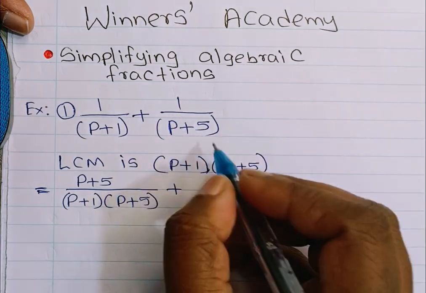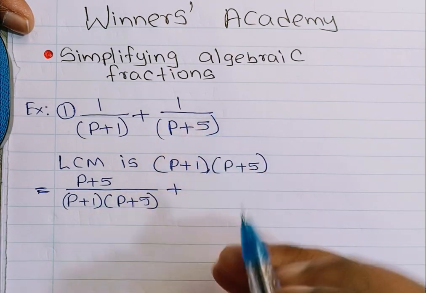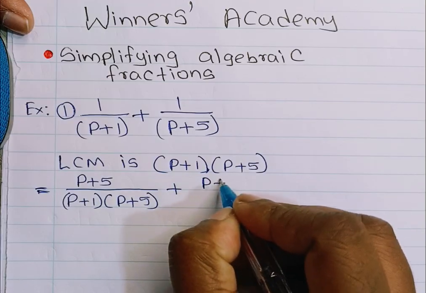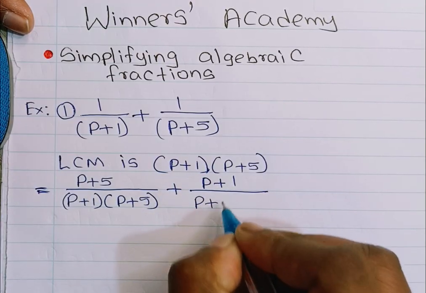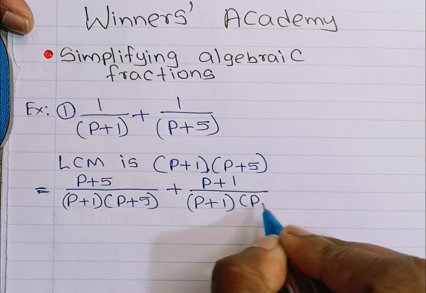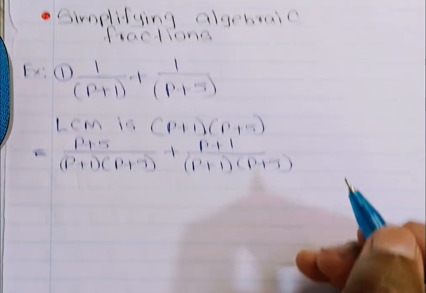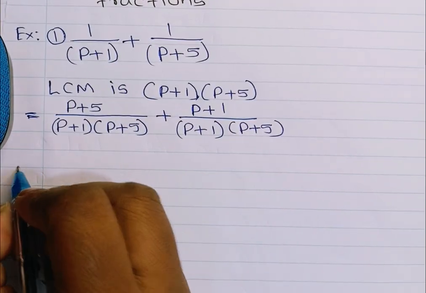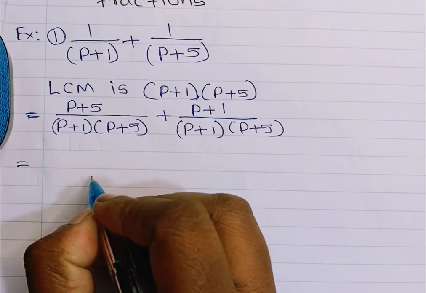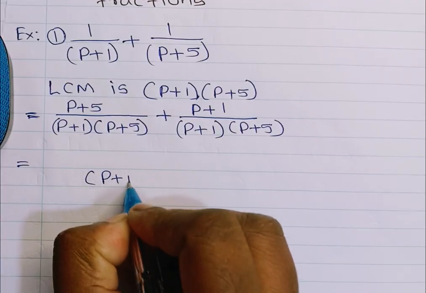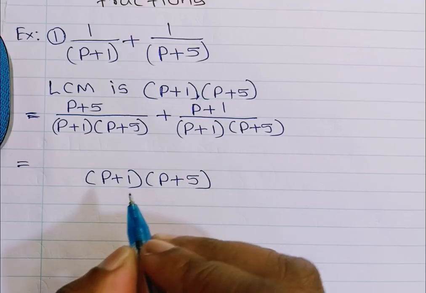plus in here, if you need to make p plus 1 also there, you have to multiply both sides with p plus 1, no? So I can multiply like here, p plus 1 over p plus 1 times p plus 5. Okay, so I'm writing like this. Then after we can go like here. So you can see that both the denominators are equal. We can get the common denominator, that is p plus 1 times p plus 5, right? So that is the common denominator.